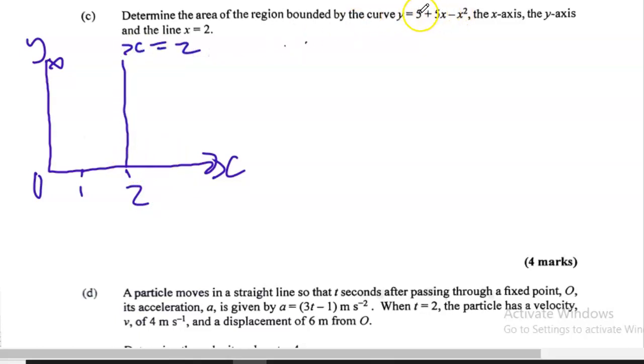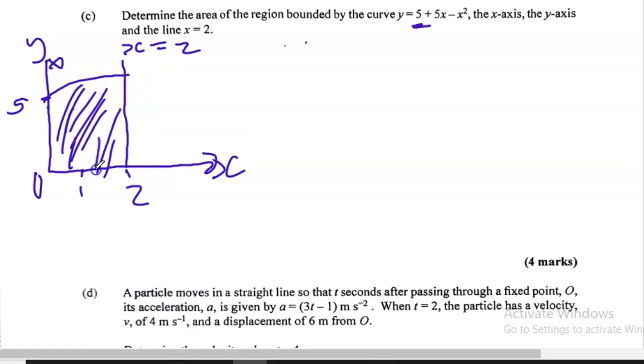Look at this curve here, it's a quadratic. It will cut the y-axis at 5, since the constant there is 5. So the graph should look something like this. This is the area I want to find. Notice the region is between x equals 0 and 2.